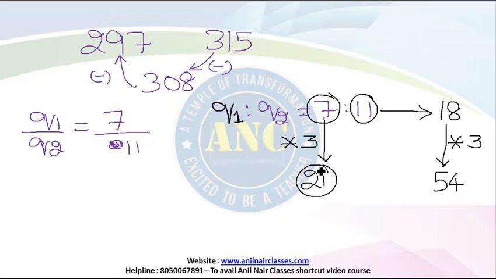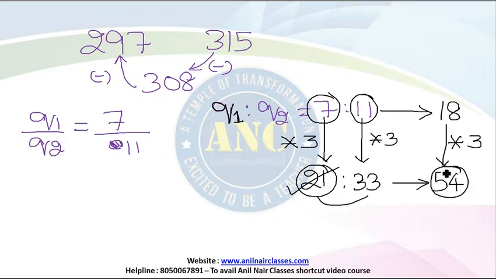Suppose they had asked what is the quantity of the second mixture taken to form mixture 3, then that also multiply by 3. 11 into 3 is 33. But the question is not asking for the second mixture, it is asking for the first mixture. So the answer is 21. If you want, check it out: 21 plus 33 is nothing but 54, which is my mixture 3. I hope the idea of solving these varieties of questions in allegations is very, very clear for you people.